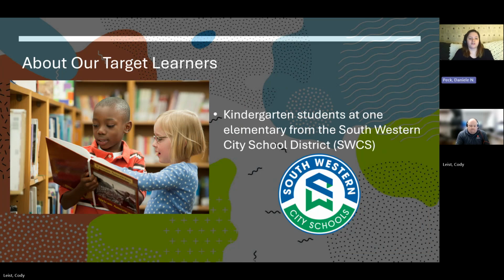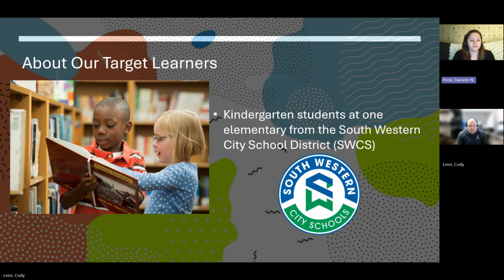So a little bit more about our target learners. We are focusing on kindergarten students at one elementary in the Southwestern City School District. The school has made it very clear, and it is also our goal, to keep their privacy, so we will not name the school specifically or use any personal identifiers throughout our project.